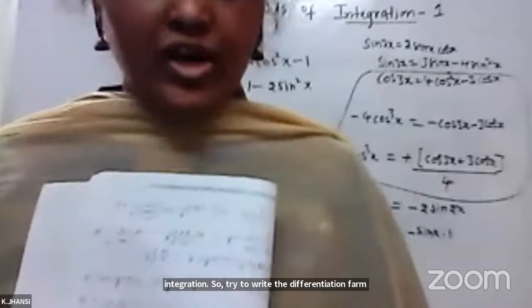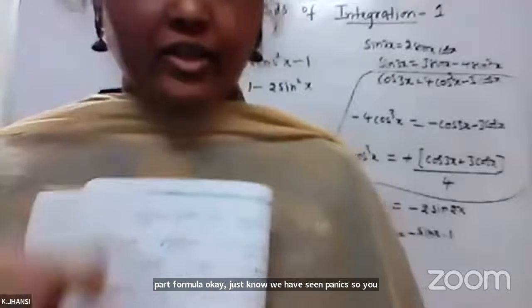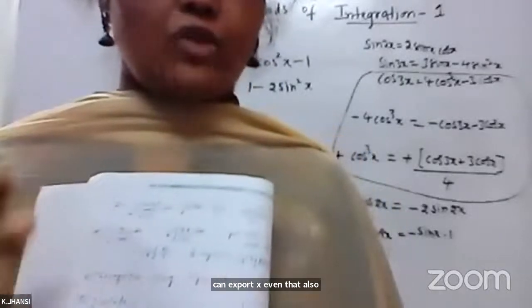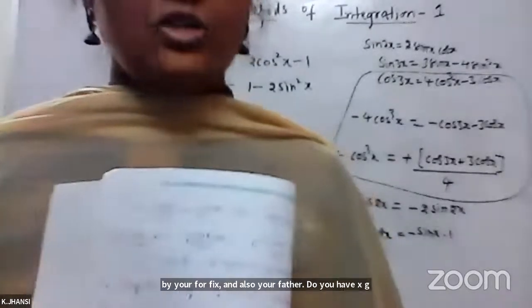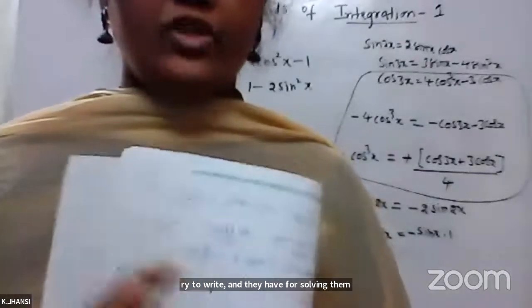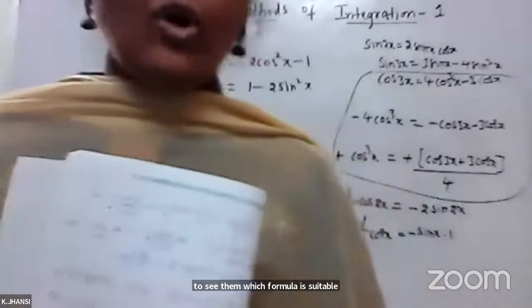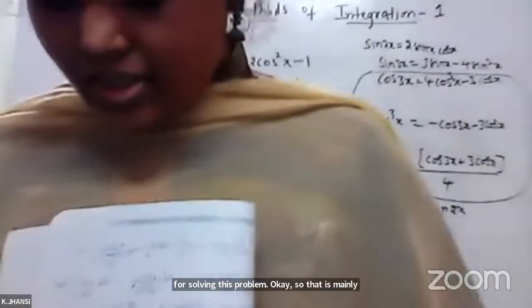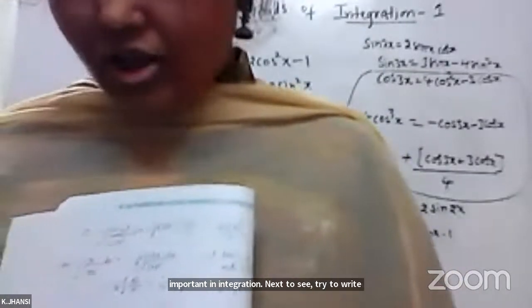Okay, so from the starting page of the methods of integration, whatever formulas are there for integration, try to write the differentiation formulas on 1 page, and after that write all the integration formulas. Just now we have seen tan x, secant x, cot x, even that also. After that, integration of f dash of x by f of x, and also f of g of x, g dash of x, we have seen, no? Try to write those formulas. And for solving the problems, try to see which formula is suitable for solving which problem. That is the main important thing in integration.